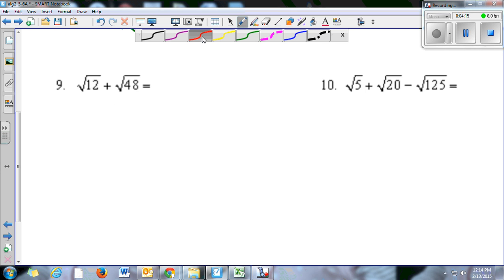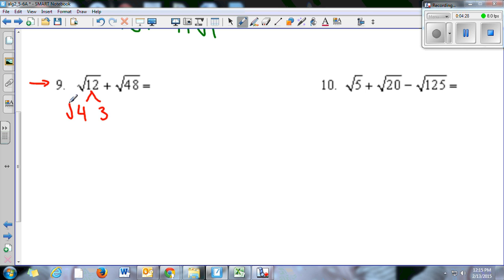So here in number 9, we've got the square root of 12 plus the square root of 48. So we've talked about trying to find factors of our numbers here that are perfect squares. In this case, I know that 12 is the square root of 4 times 3, or the square root of 4 times the square root of 3. I can take the square root of 4, and that's 2. I cannot take the square root of 3, so I'm going to put that back underneath my square root symbol.